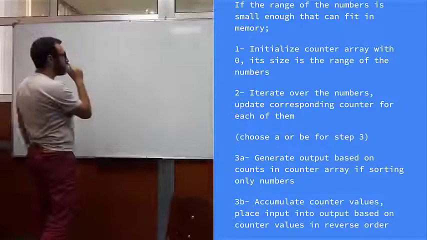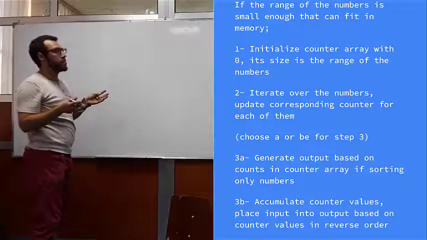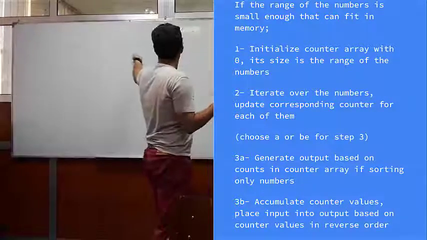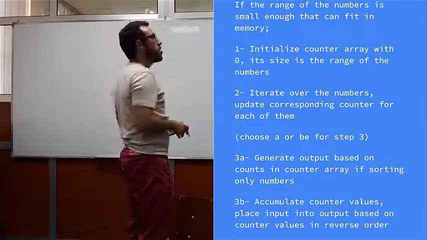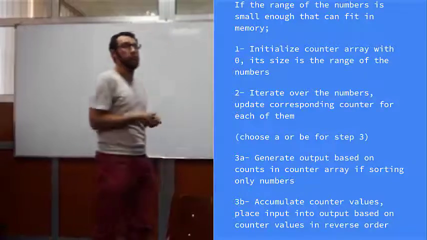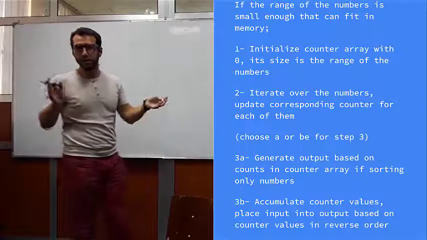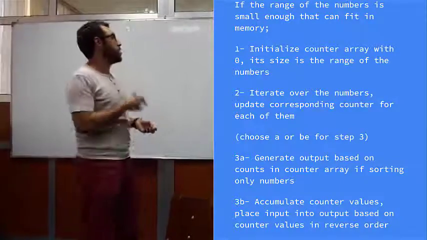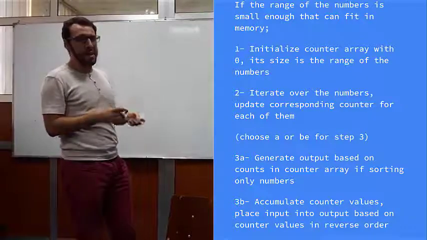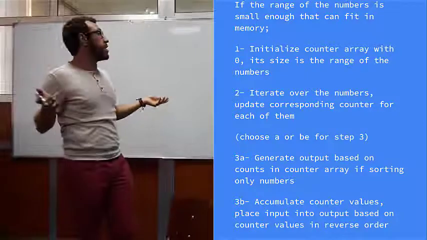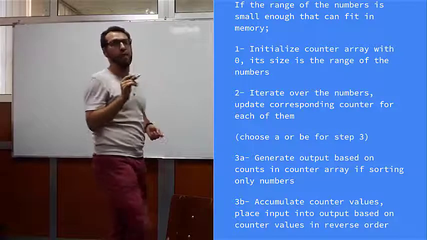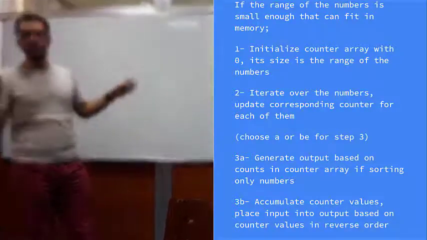All right. So now the first step is the same. So let's go over the steps before we start. Obviously we have a range of our input which is small enough to fit in memory. That's why we can use counting sort. That's the first thing that we should check. If the numbers cannot fit in memory, the range is large, then we cannot use counting sort as it is. And then we initialize the counter array with zeros, representing that at the beginning we didn't see any appearance of any elements. And then we iterate over the numbers and update the corresponding counter for each of them. Up to this point, there is no change for the algorithm.